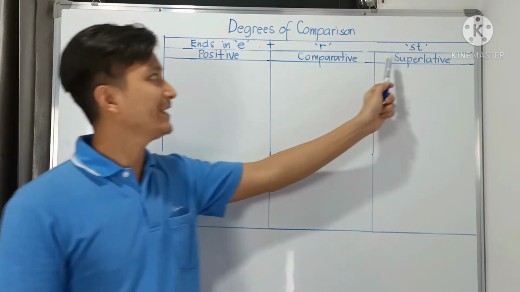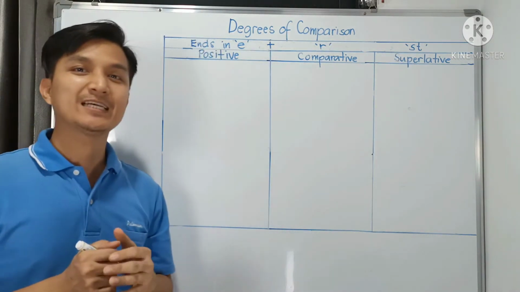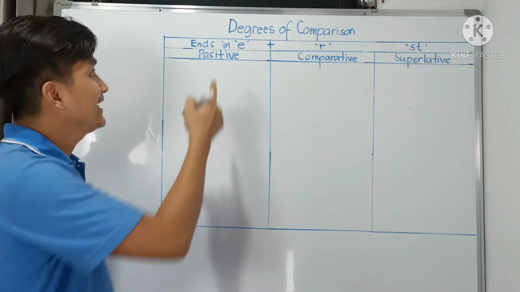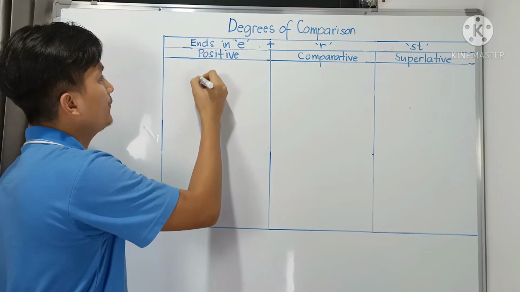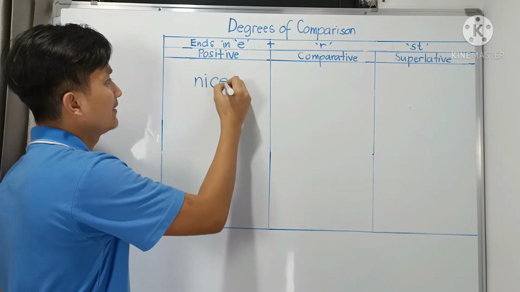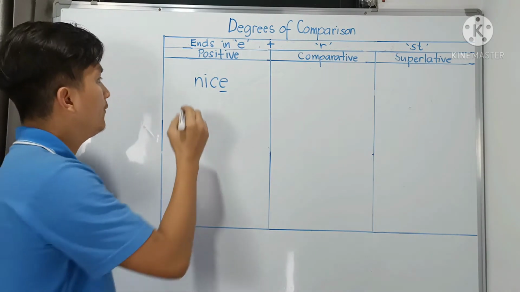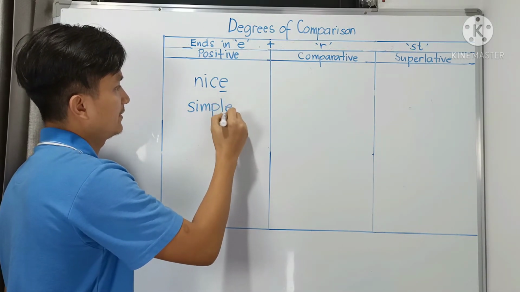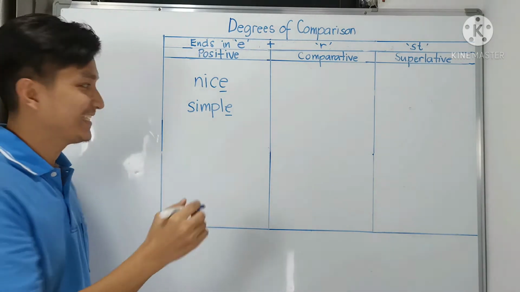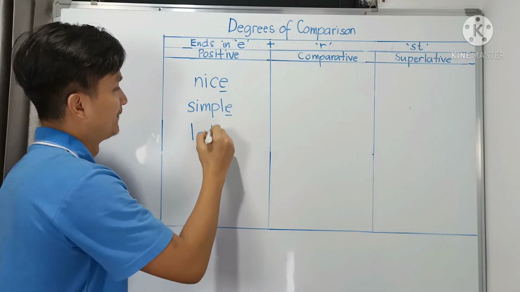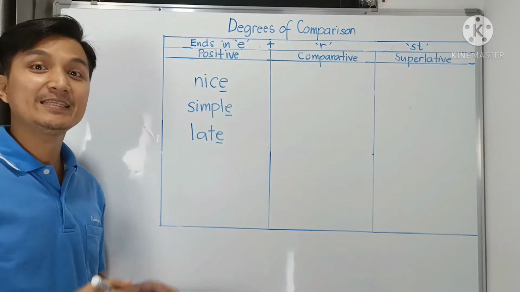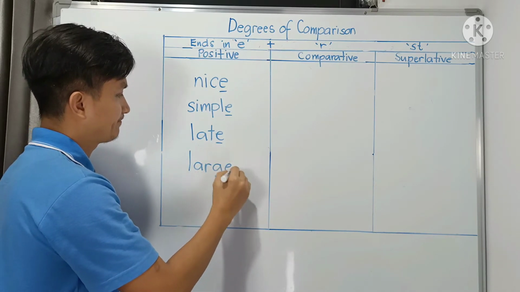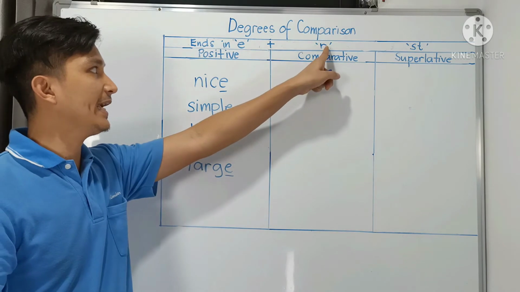The second rule is when the positive ends in E, we are just going to add R for comparative and ST for superlative. So let's think of adjectives that end in E. Like for example, the word nice, the word simple, the word late. So the rule is we just add R.